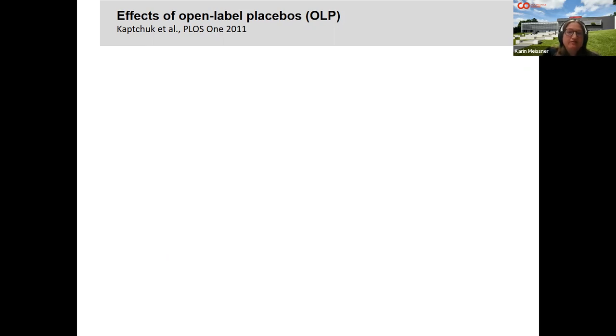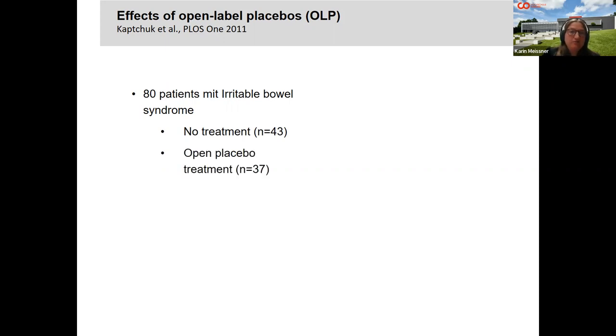And therefore, it's very interesting to see for the use in practice if even an open label placebo can have an effect. And this is the first study which has been done in this field by Ted Kaptchuk, as I told you before, in patients with irritable bowel syndrome. They were randomly allocated to either a no treatment group or an open label placebo group. And then for 3 weeks, they took an open label placebo.